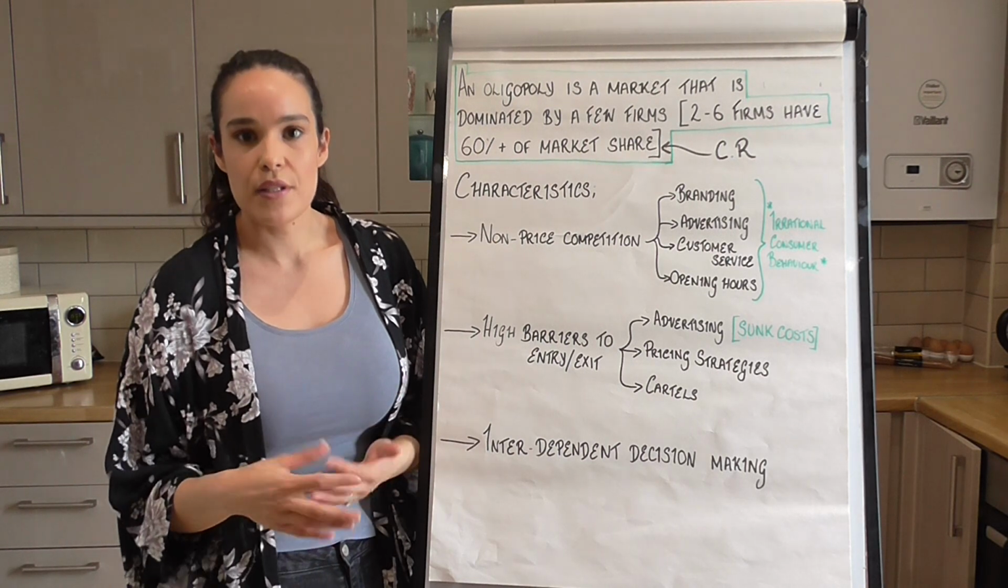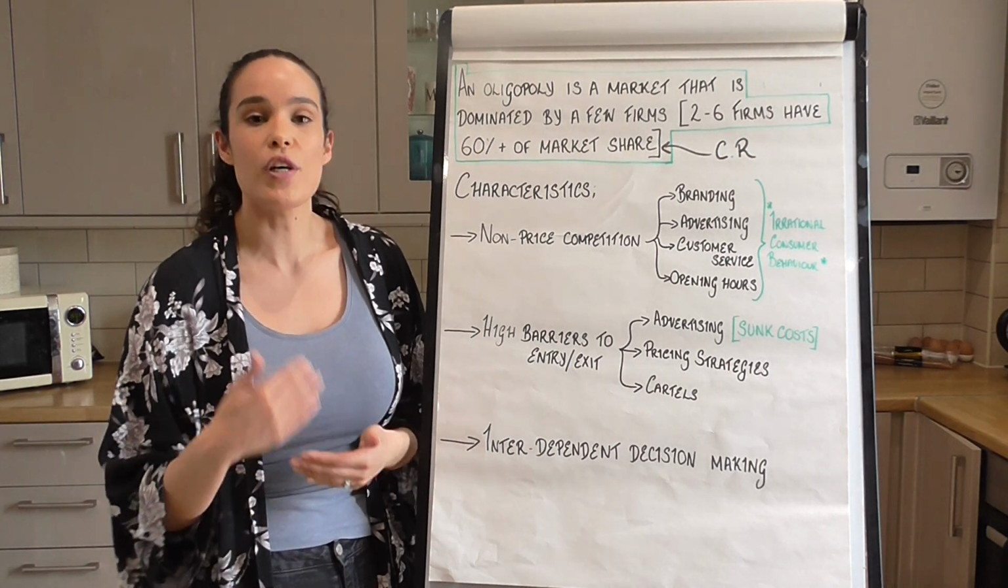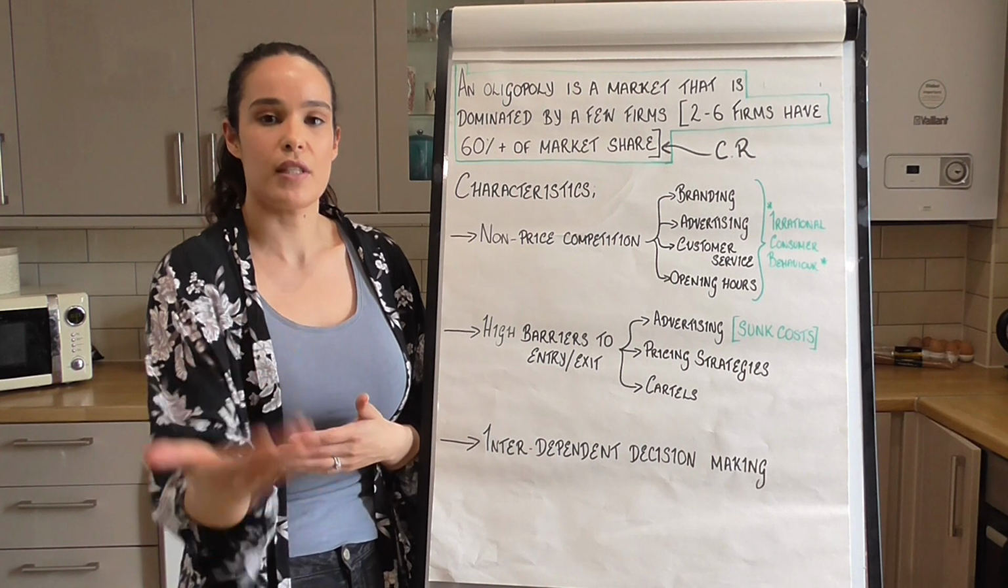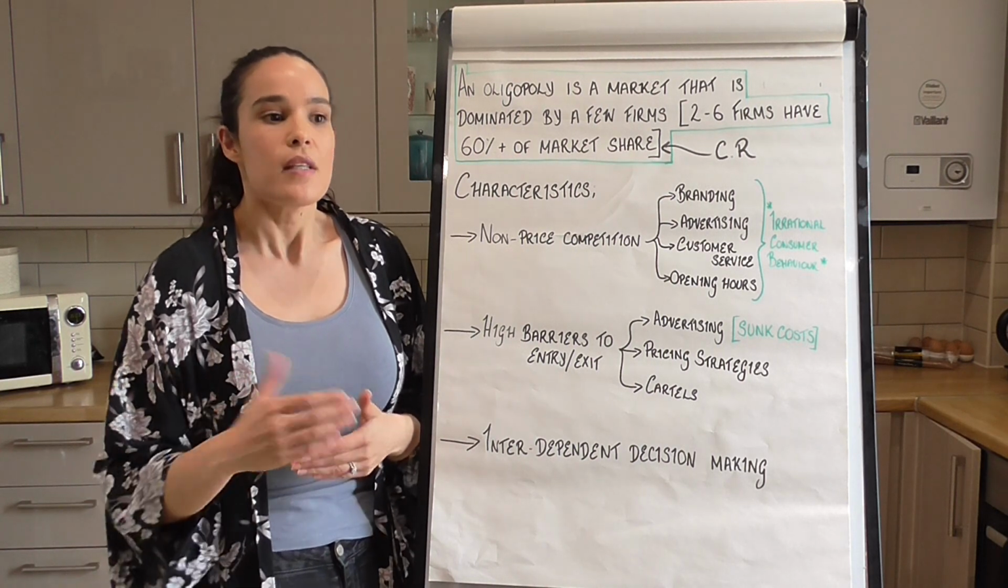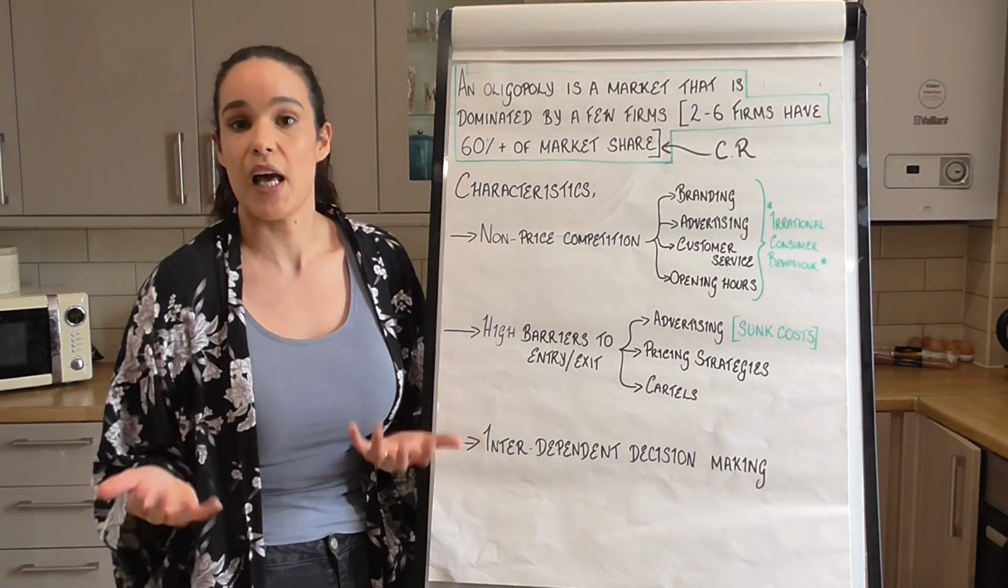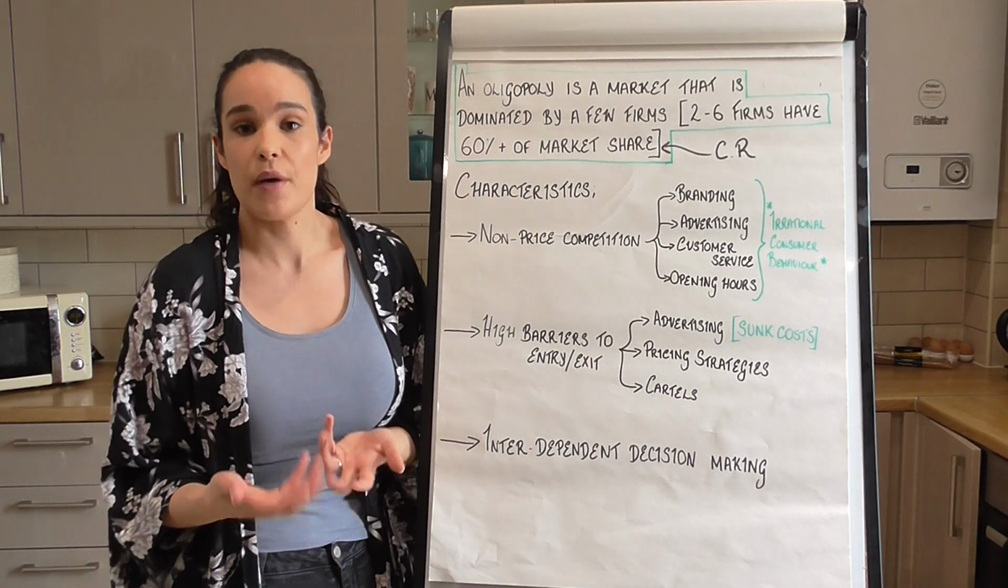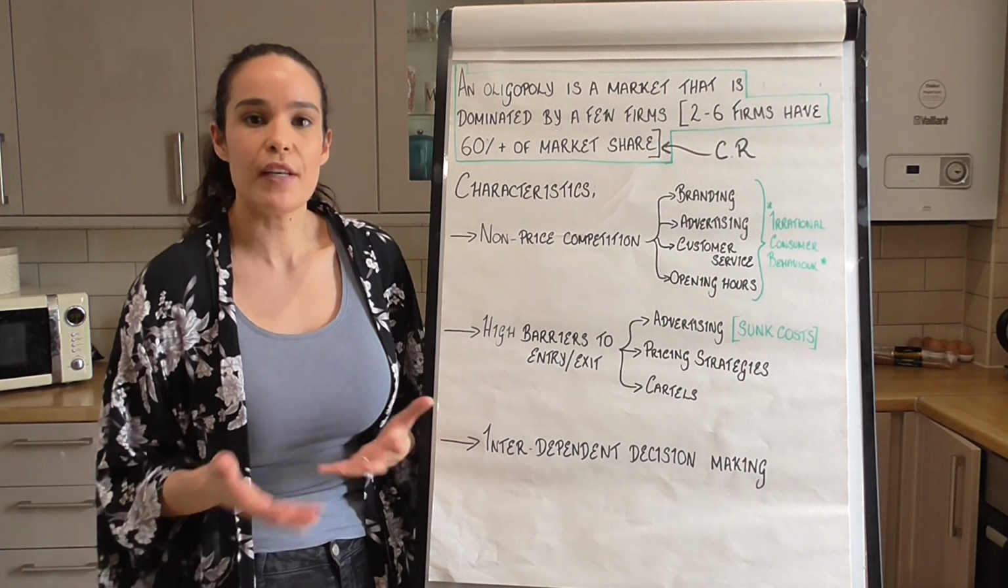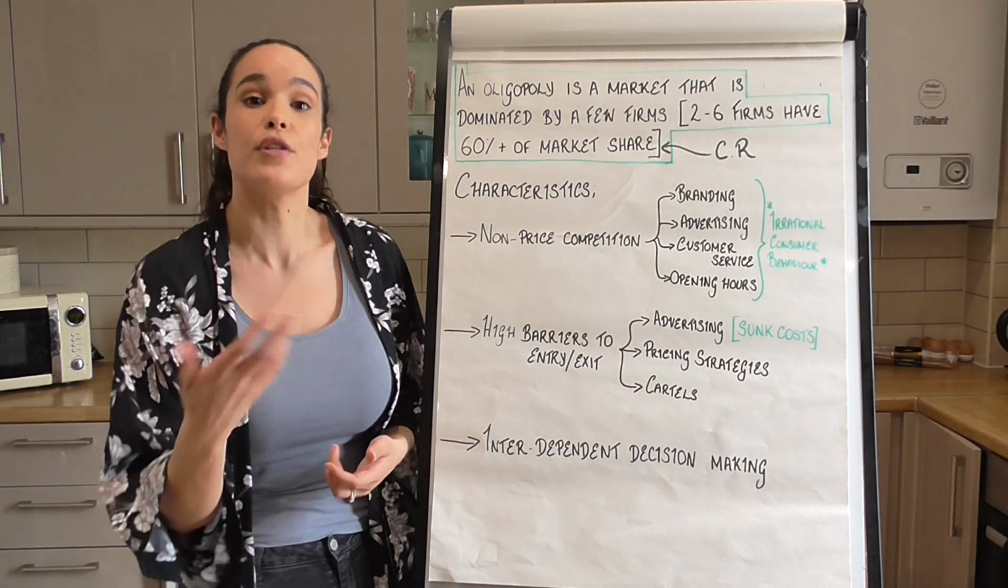So Tesco's may make a decision based on what it thinks Asda is going to do, right? So it may not be, oh, we've made some savings with our supplier and therefore we could charge a lower price for our consumers. They might not decide to make that decision for consumers.